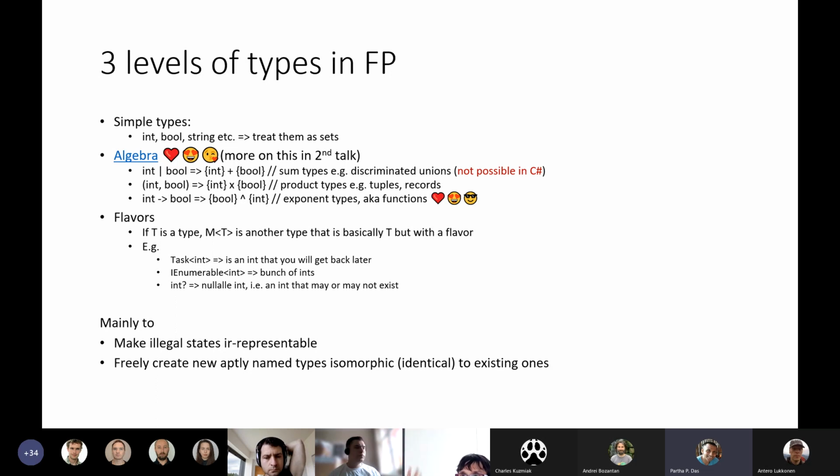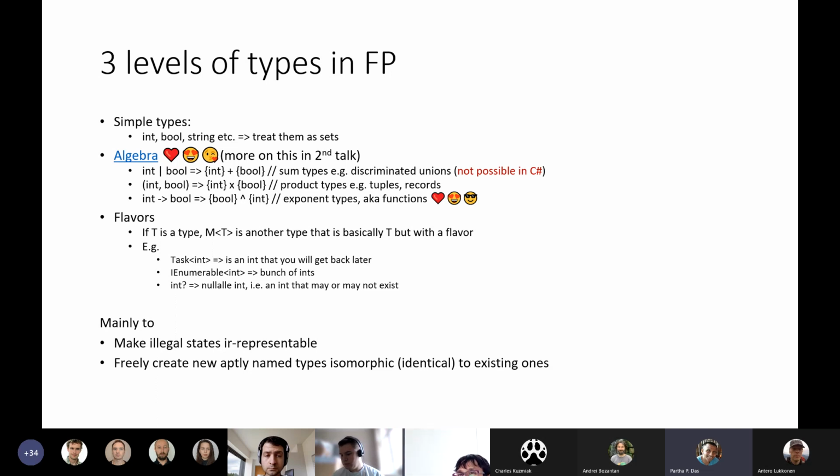String is an infinite set, right? Or at least an uncountably large set. Is it an infinite set? I think it's an infinite set, subject to memory of the machine. Then algebraic data types, right? So simple types, the second level is algebraic data types, right?